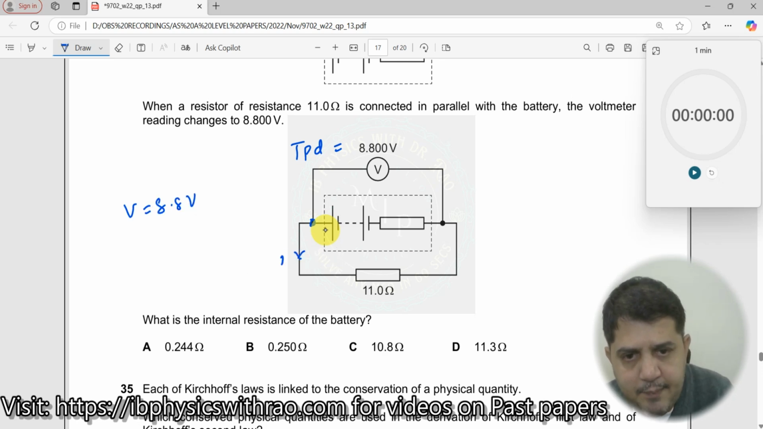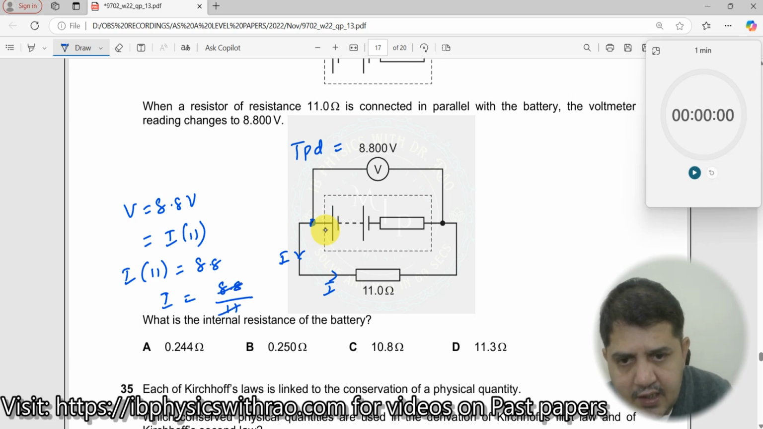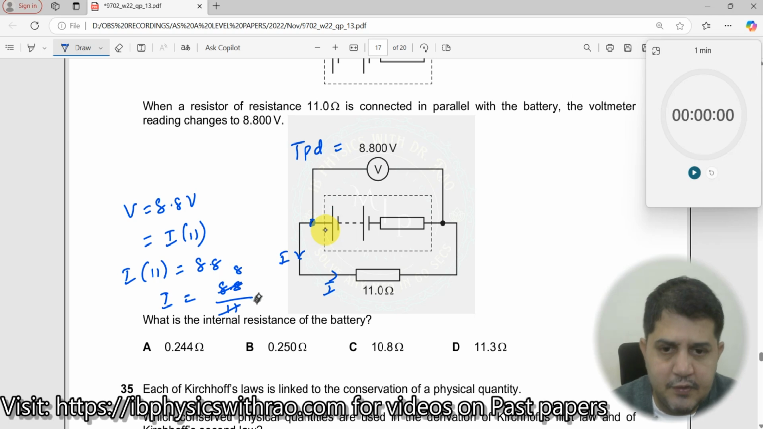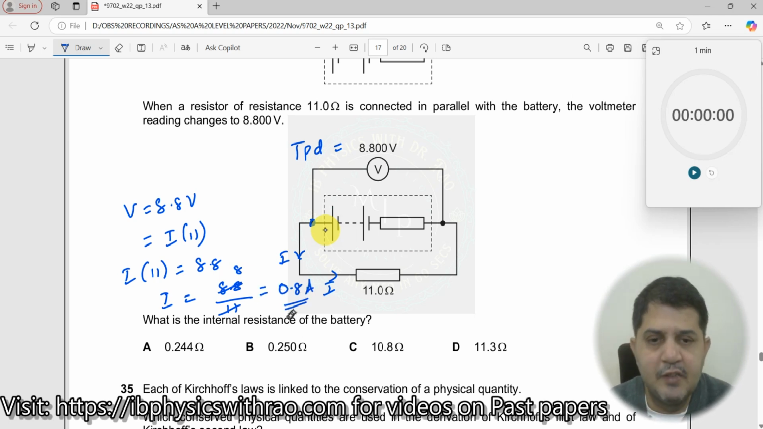A current I passes like this, and the same current passes here also. You can also write this as I into 11, right? So I into 11 is equal to 8.8. I is equal to 8.8 divided by 11. 11 ones are 11, 11 eights are 88. So we get 0.8 ampere over here. Okay, so this is the current, and the same current comes over here.